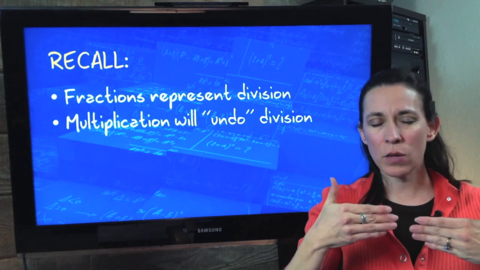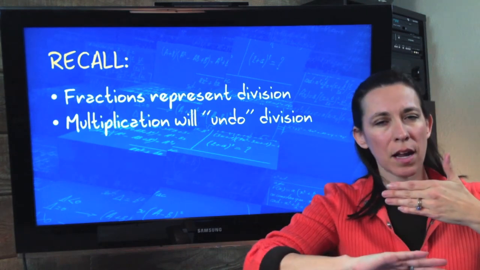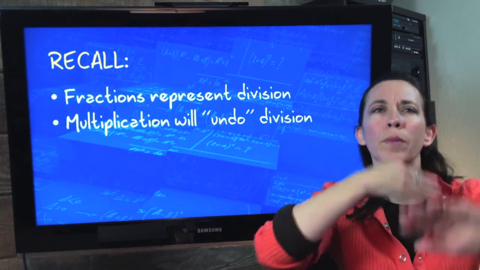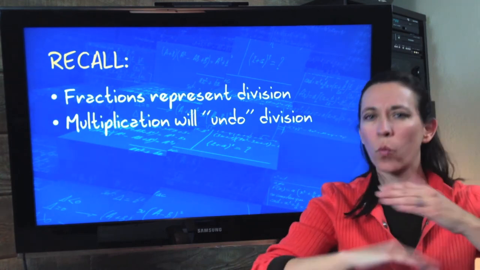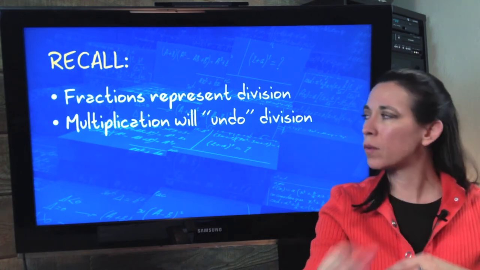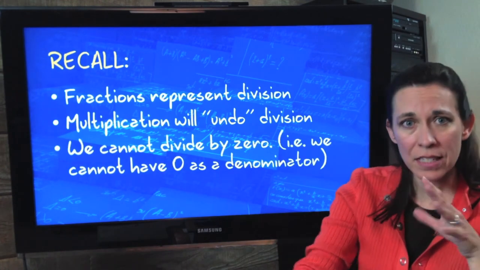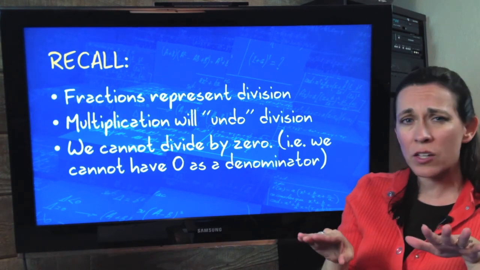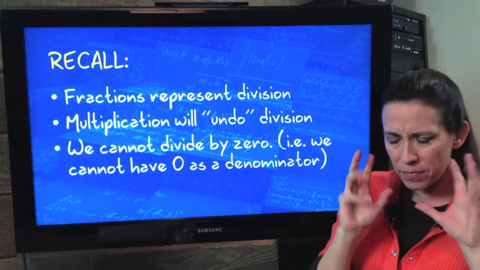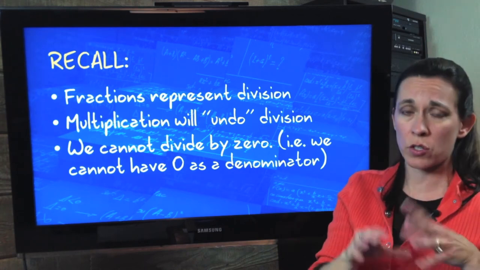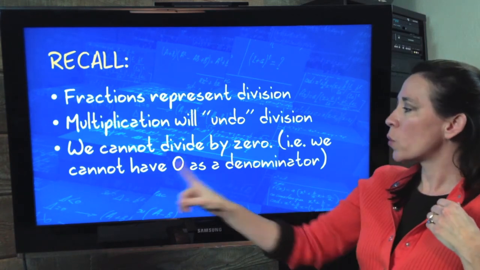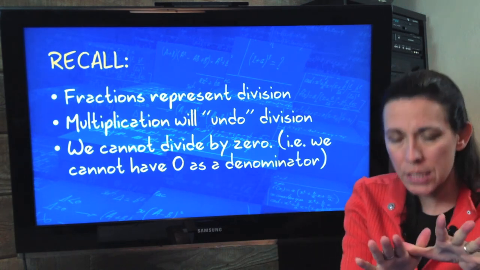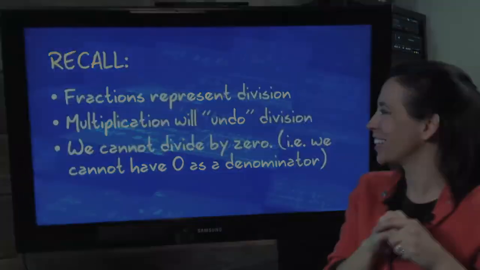I can't get x equals a number as long as that x is in the denominator. It's in the bottom of a fraction. Fraction represents division. Multiplication undoes that division. Think of what gets rid of that obstacle. Last but not least, you cannot divide by zero. That's a long-standing rule. It doesn't change whether you're dealing with numbers in your fractions or variables in your fractions. You cannot divide by zero. So we can't have zero as a denominator. That's going to come in handy when we must check our answers, okay?